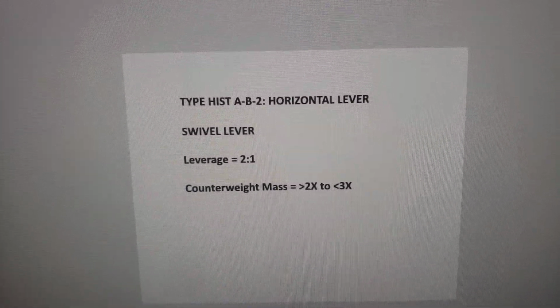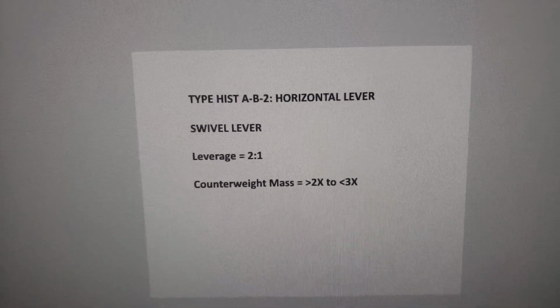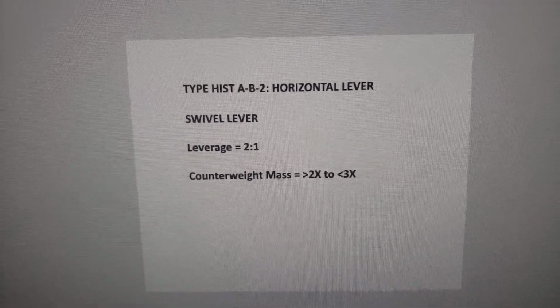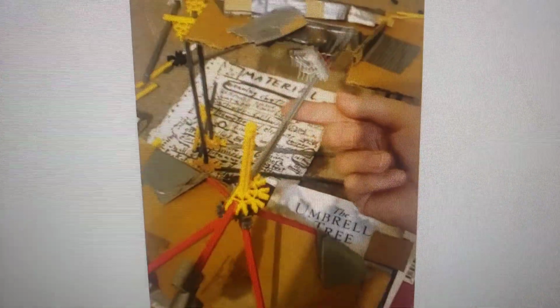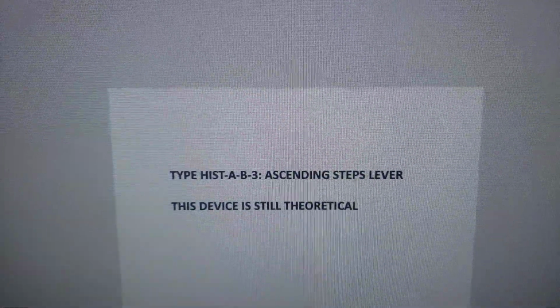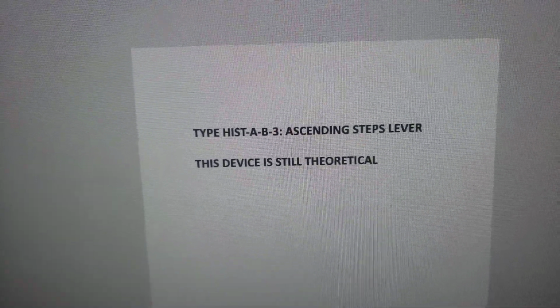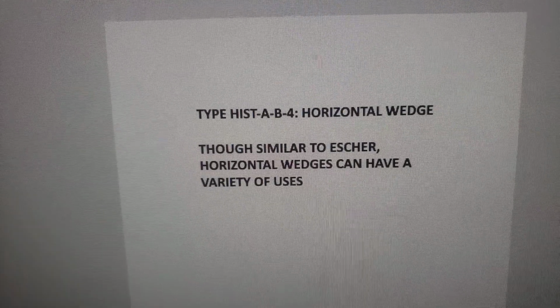Type history AB2, horizontal lever, swivel lever, leverage 2:1, counterweight mass greater than 2 to less than 3 times. Interesting. Type history AB3, ascending steps lever. This device is still theoretical.